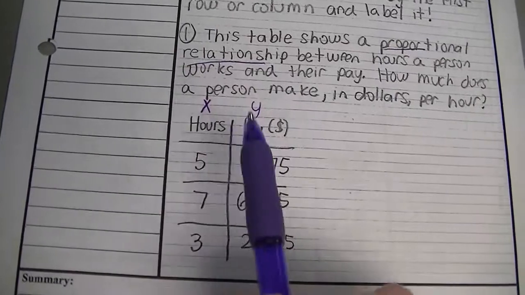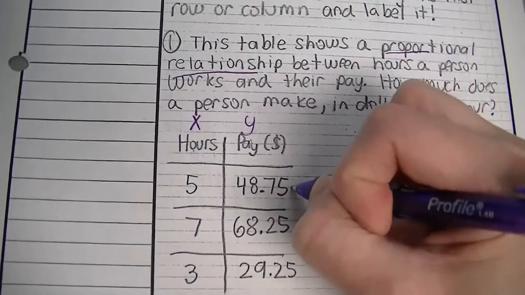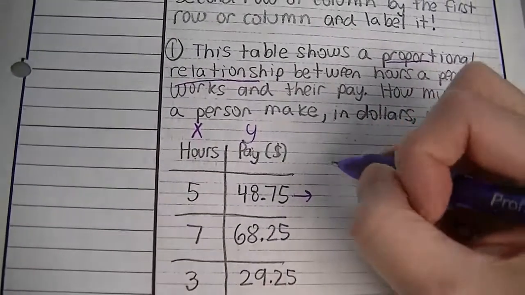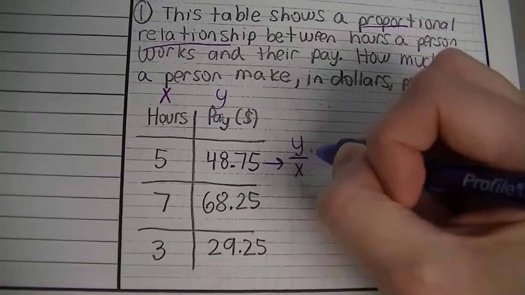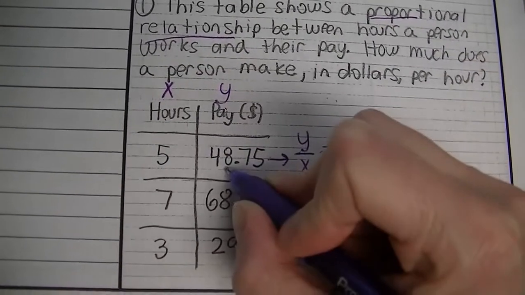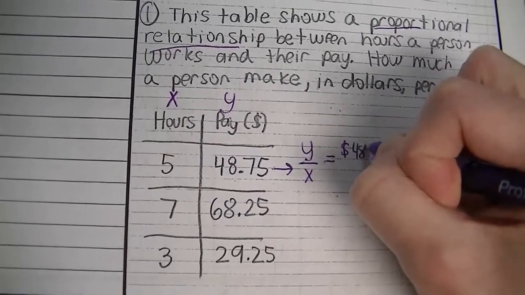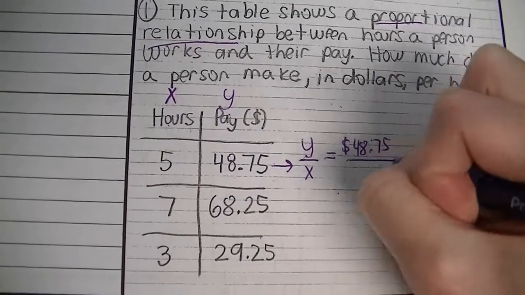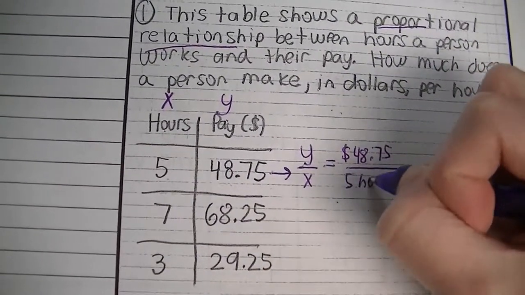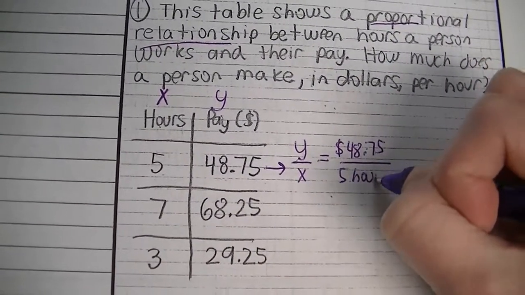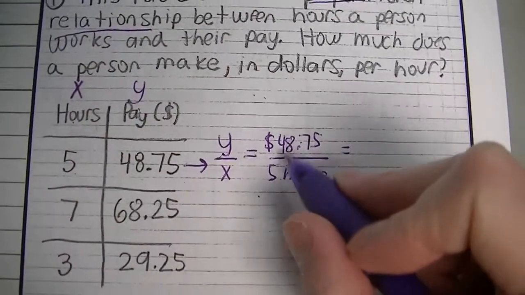Well, luckily you've labeled this x and y, and all you would have to do for each value in the table is go y divided by x, because that's going to help you find the unit rate. That means unit rate. And what I see right here is $48.75. And yes, you do label. And the hours is 5 hours. Remember, money goes on top, time on bottom, so this works out. And from there, that's just the rate.